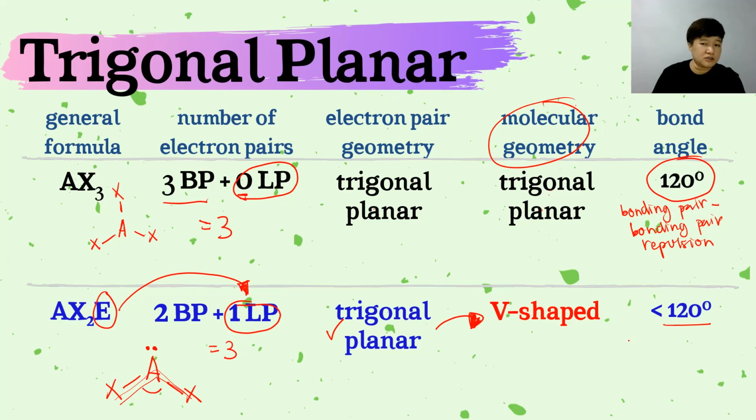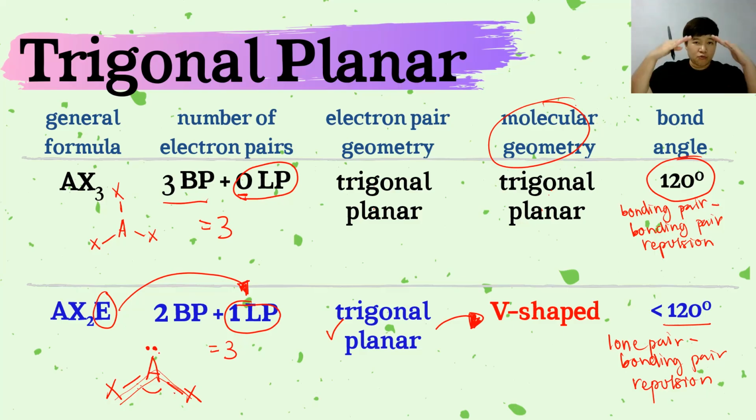Why? Because you have the presence of lone pair, bonding pair repulsion, where the lone pair, bonding pair repulsion is stronger than the bonding pair, bonding pair repulsion. So the lone pair will press the bonds down. Therefore, the bond angle from 120 will be less than 120. Make sense? Let's see some examples for both of these.